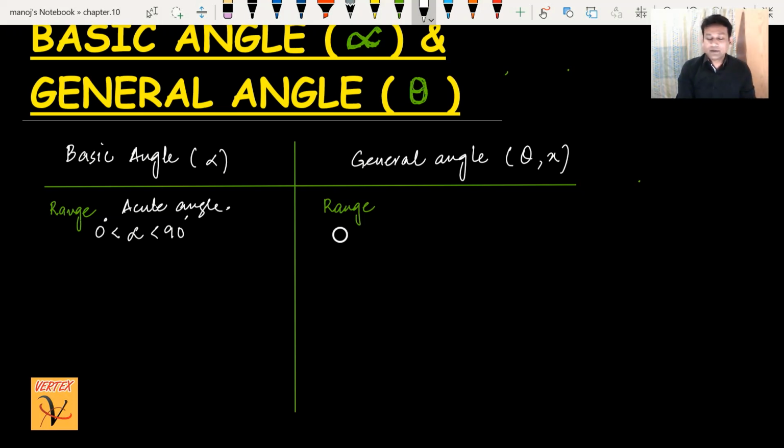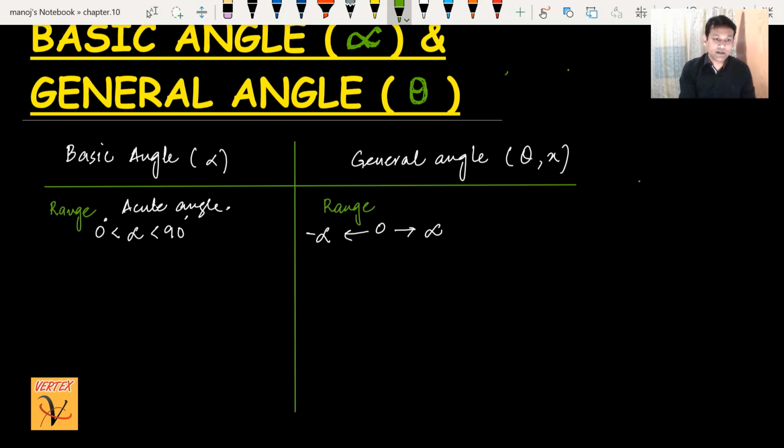Okay, second, the range here for the general angle is what? Unlimited. I mean, it can be negative, it can be positive, so I can even write 0 to infinity, or it can be also on the negative side. So it means there is no range. It can be negative, it can be positive.